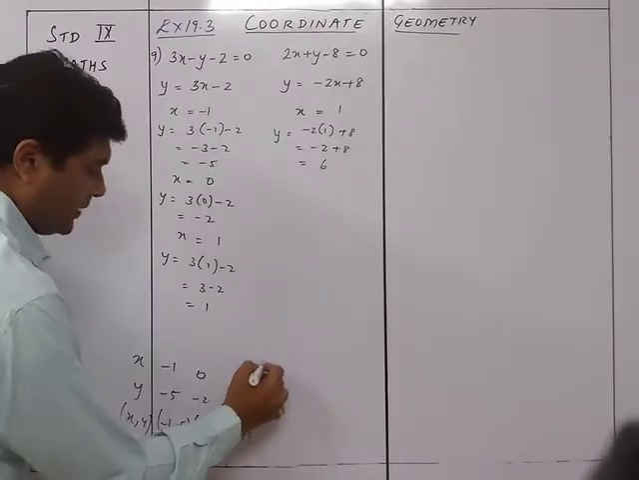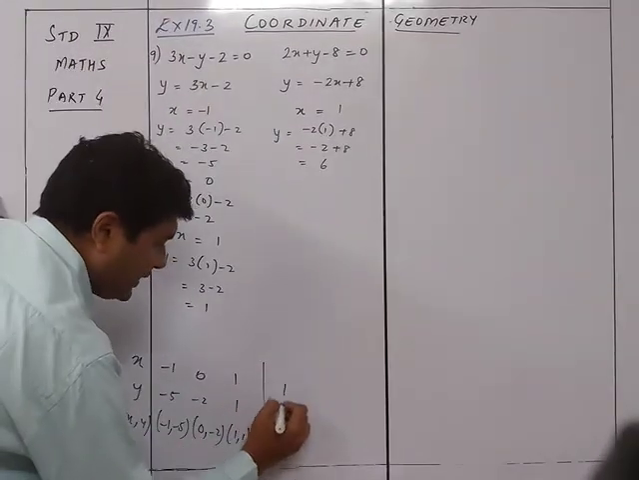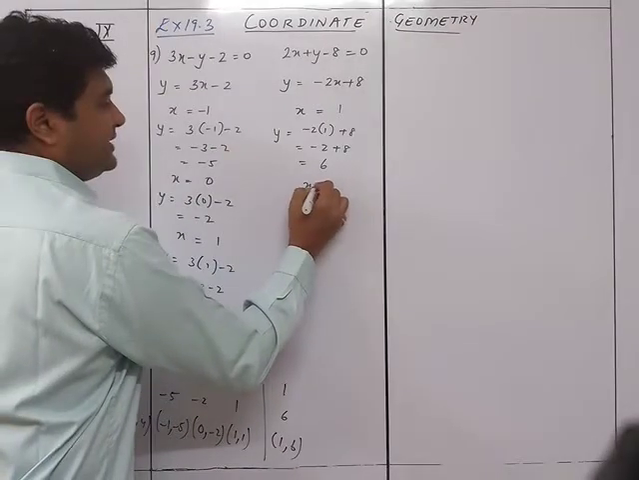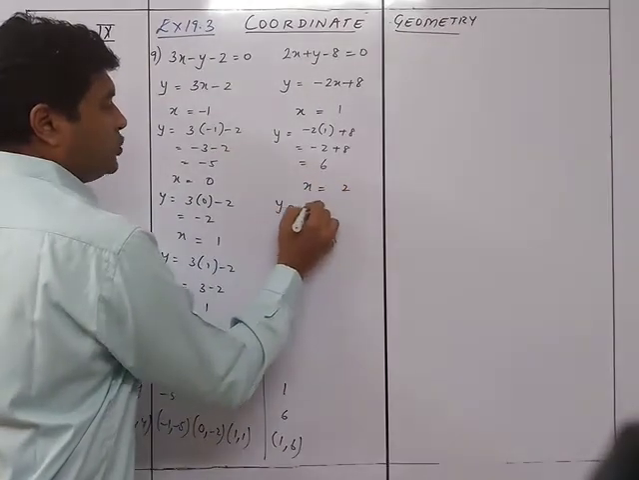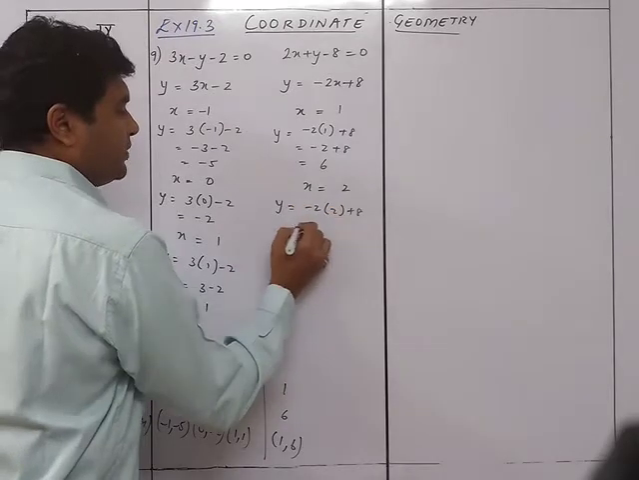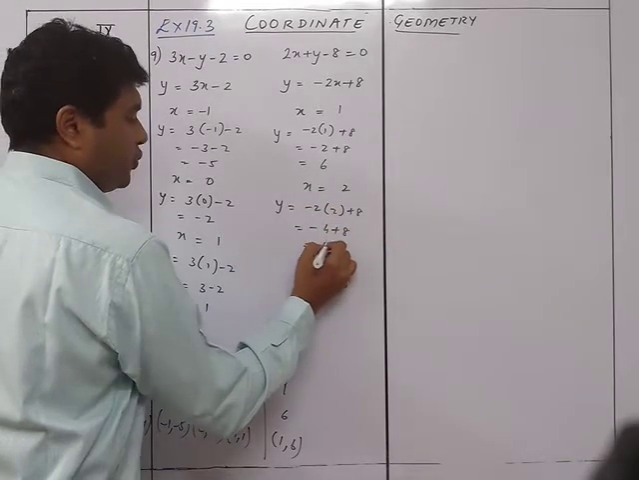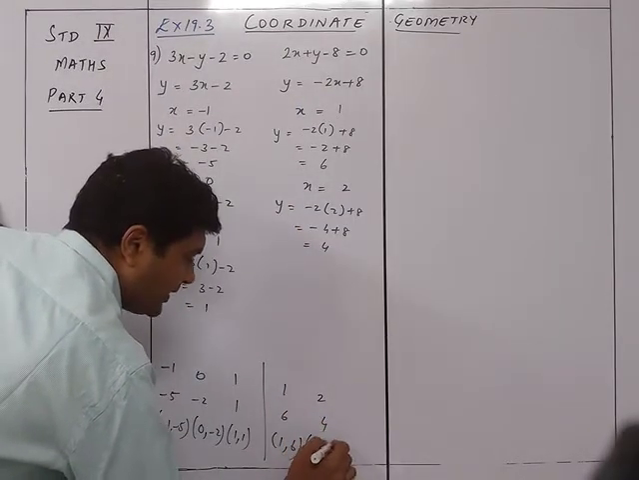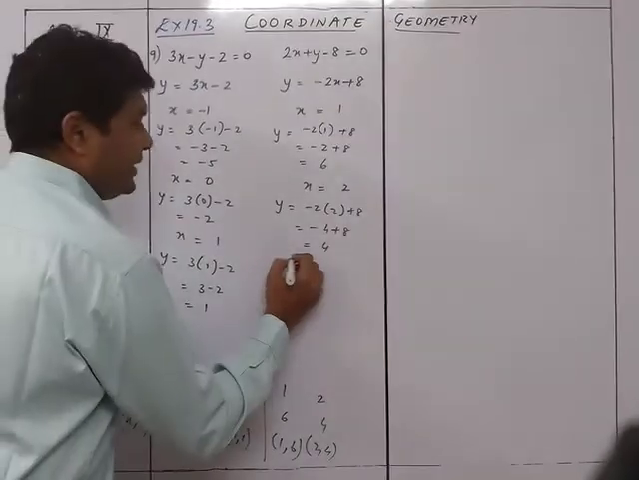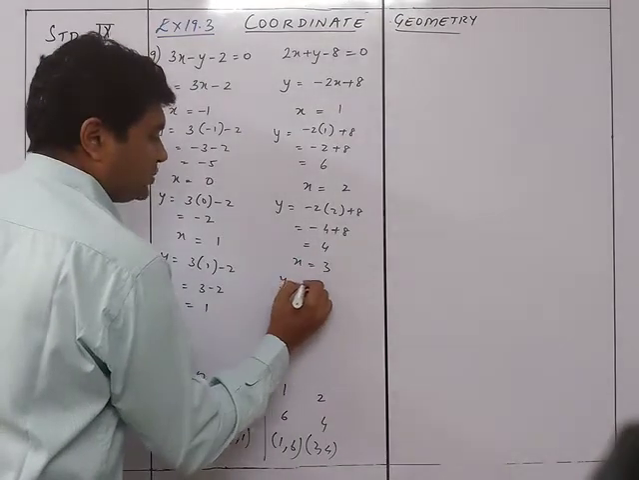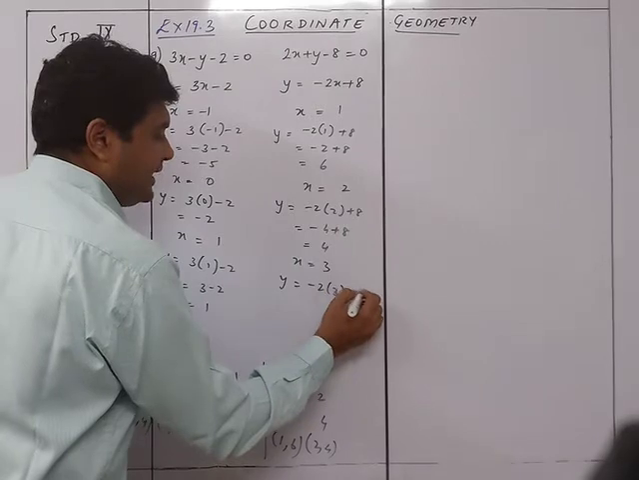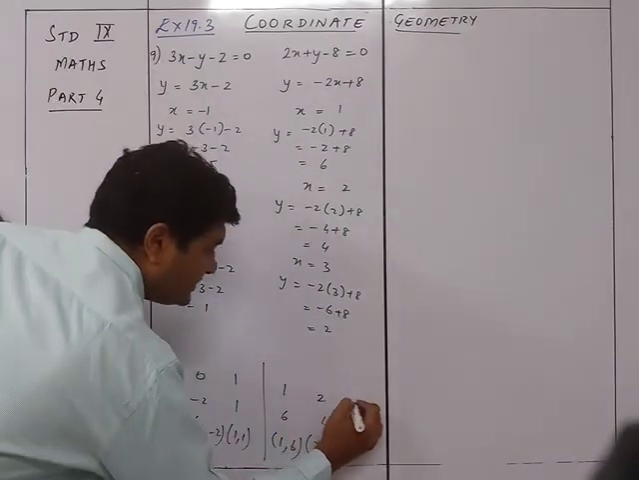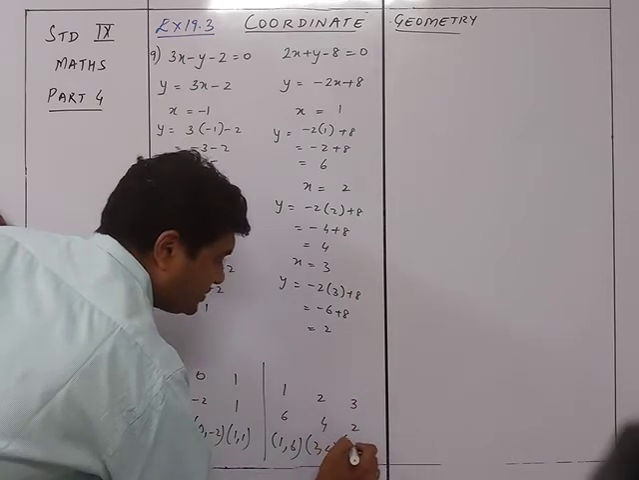So the first point over here will be 1 comma 6. Second one is x is equals to 2. So y is equals to minus 2 into 2 plus 8. That will be minus 4 plus 8, is equals to 4. So that will be 2 comma 4. So 2 comma 4, that will be our next point. And then we take x is equals to 3. So y is equals to minus 2 into 3 plus 8. So that will be minus 6 plus 8, is equals to 2. So if it is 3, it is going to be 2. So it is 3, 2.